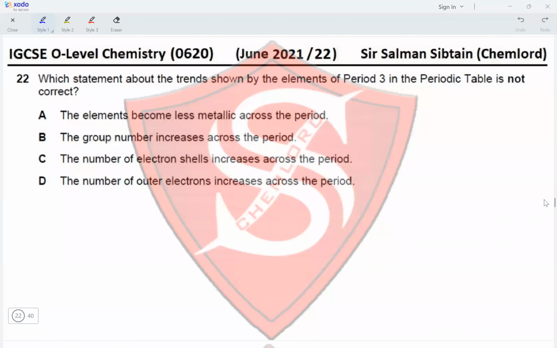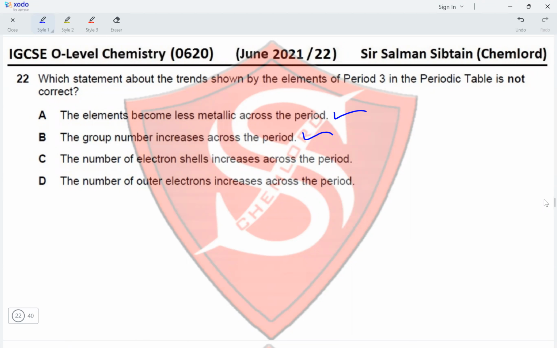Question 22. Which statement about the trend shown by the elements of period 3 in the periodic table is not correct? The elements become less metallic across the period. Yes, the metallic character decreases along a period. So this is correct. The group number increases across a period. Yes, in a period we are moving from group 1 till group 8. So the group number definitely increases.